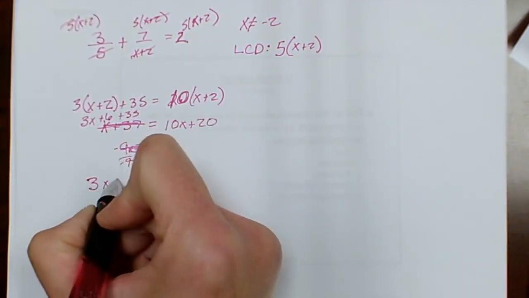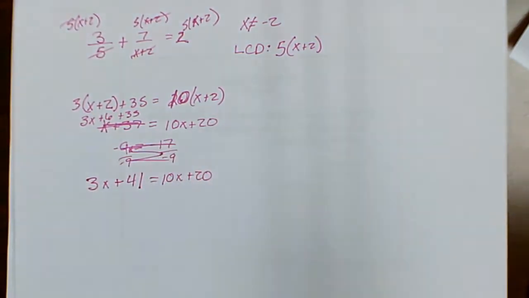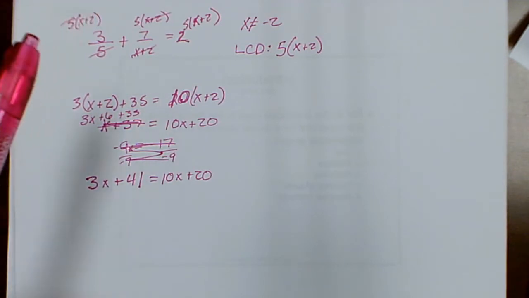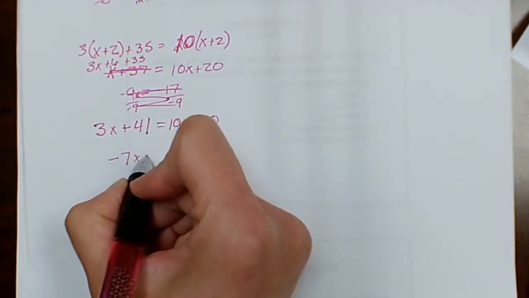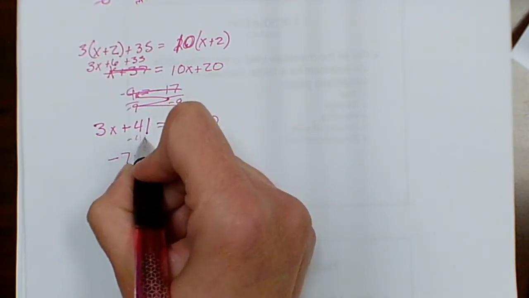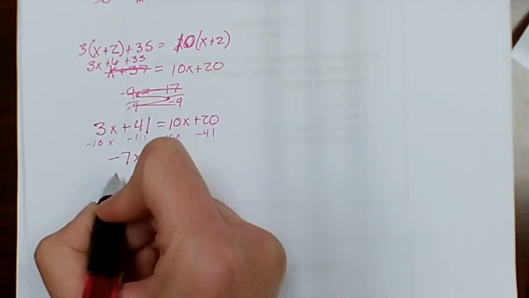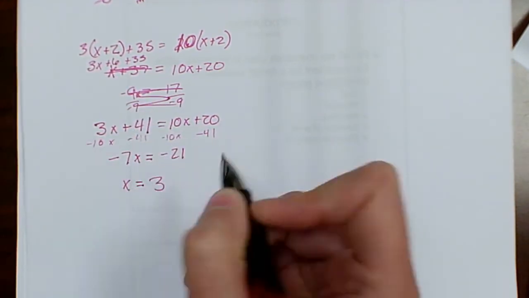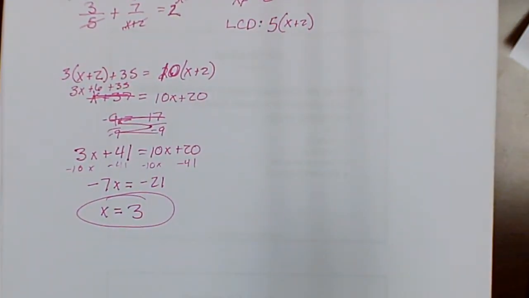So 3x plus 41 equals 10x plus 20. Okay, so common mistake there. Learn from my mistakes. That's why I make them. So move the 41 over, move the 10x over, and you get x equals 3, and that is a valid answer because it is not negative 2.